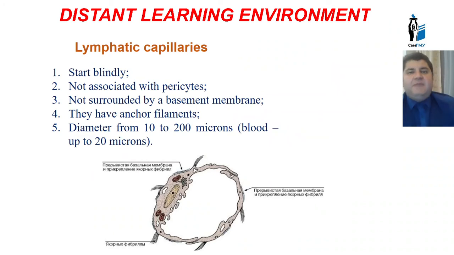So lymphatic capillaries start blindly. They are not associated with pericytes and not surrounded by a basement membrane. They have anchor filaments and a diameter from 10 to 200 microns. Blood capillaries, for example, are up to 20 microns only. And here we can see again a lymphatic capillary with anchor filaments in it.